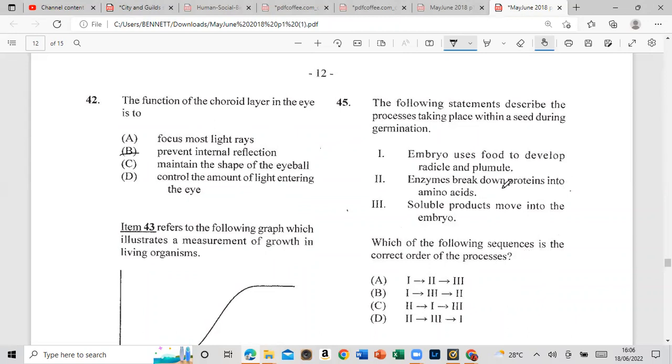Enzyme break down protein into amino acid, that is the first one. So already we know this is a one. All right, so we just need to figure out which one next. Saliva products move into embryo, or three, embryo uses food to develop. So this is two. So there is a C. That will be D. All right, so we are three quarter there.